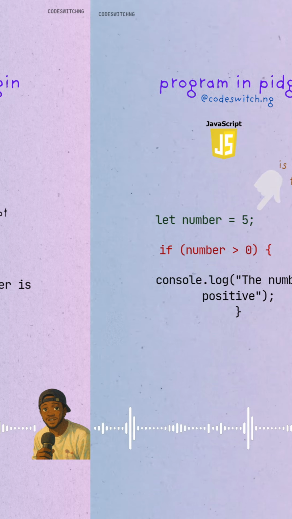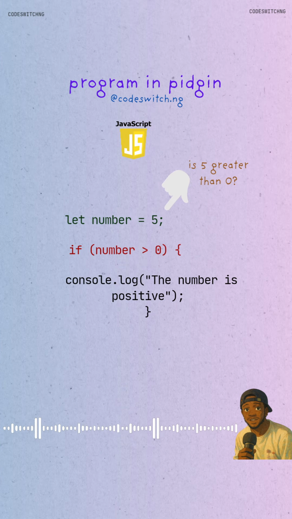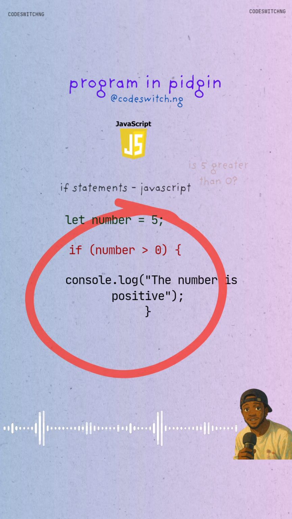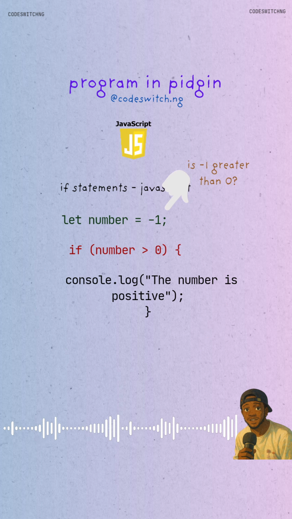And since our number variable, which is 5, is greater than 0, that means the condition is true and the computer will execute the code inside our curly brackets. But if the condition is not true, our program will just skip this part of our code. It won't do anything.